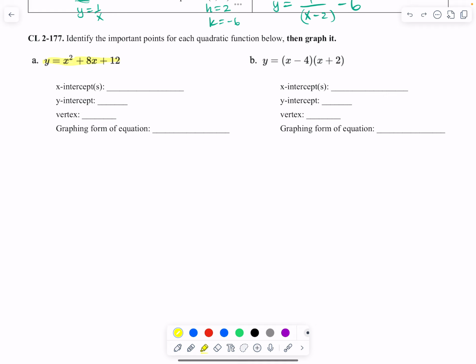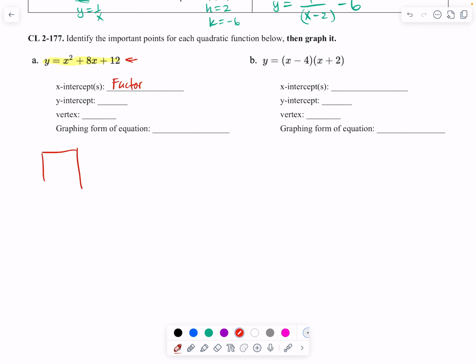If you want to find the x-intercepts and you have the equation in standard form, which is what this is, you need to factor. And if it's not factorable, you would have to use the quadratic formula. But let's take a look and see if it's factorable first.